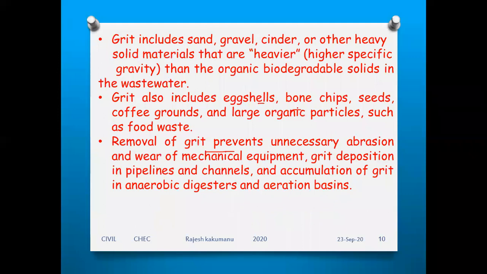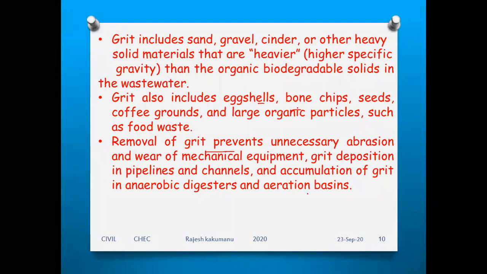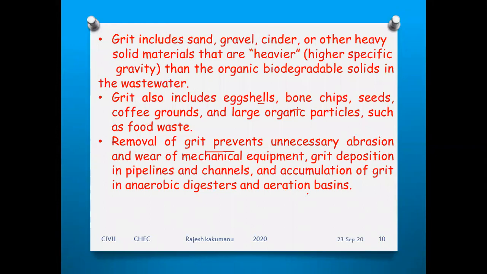So mechanical equipment, grit in pipelines and channels, and accumulation of grit in anaerobic digesters and aerobic aeration basins. Whenever you are not removing the grit, whenever you are not removing the waste from the pipelines and chambers, it will accumulate and form a solid matter which is highly impossible to remove. So if you are frequently removing all these suspended solid particles, then the equipment life will last long, and also the process will be very easy, right?